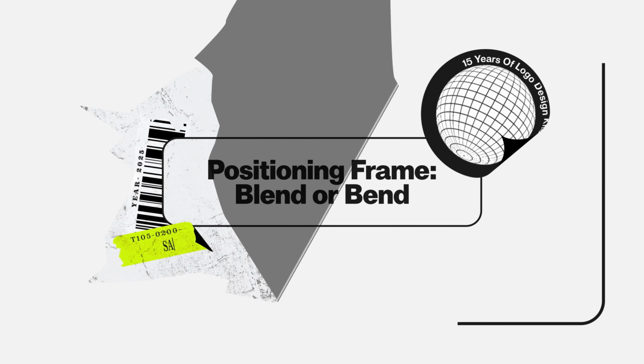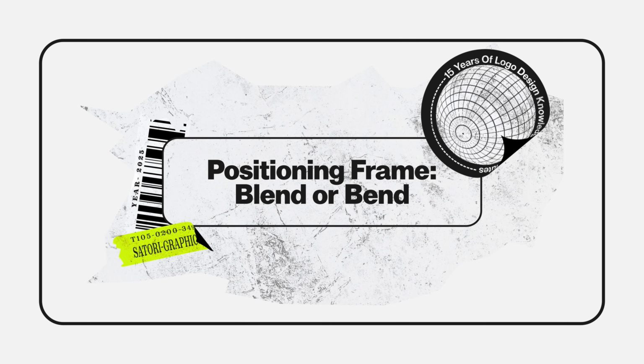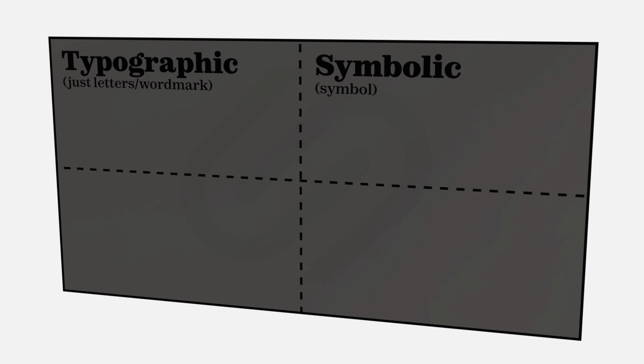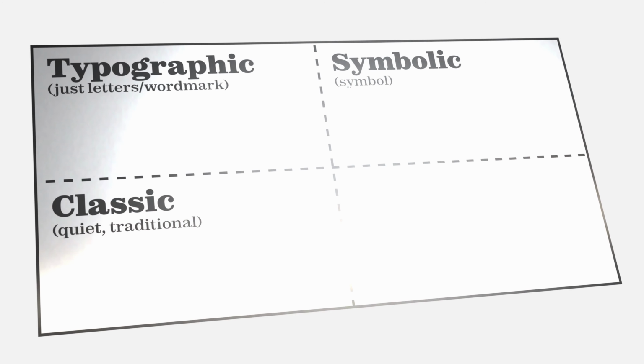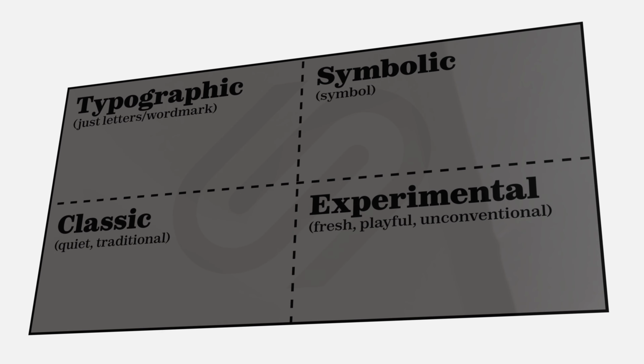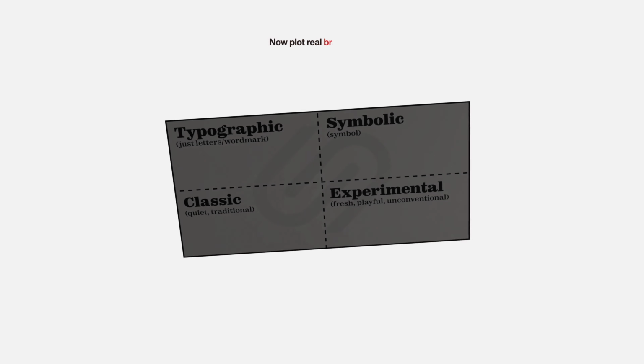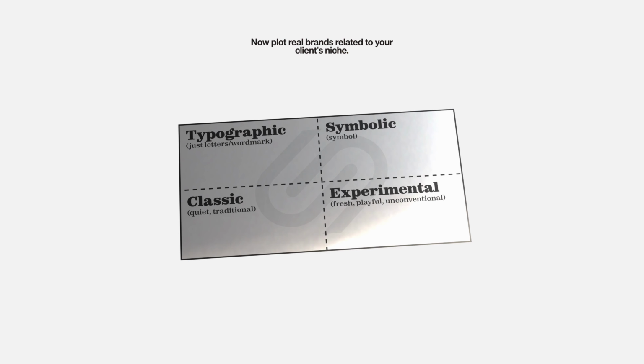Before you design anything, decide where your logo should live in the landscape your audience already knows. So grab a sheet of paper or a document and make a simple grid. Left, typographic. Right, symbolic. Bottom left, classic. And bottom right, experimental. These are just 4 examples though. Now plot the real brands related to your client's niche. These could be the competitors of your client.